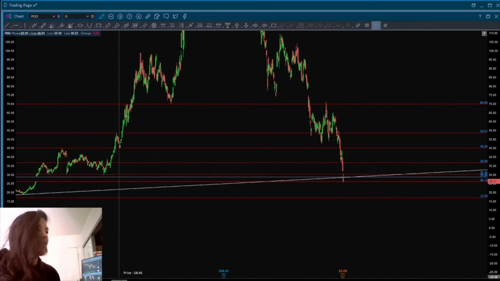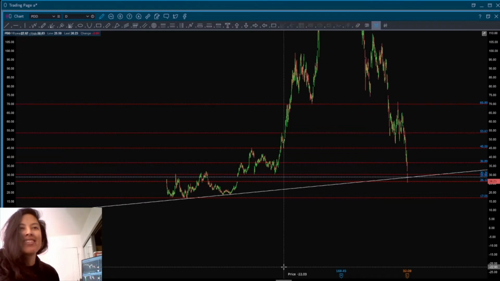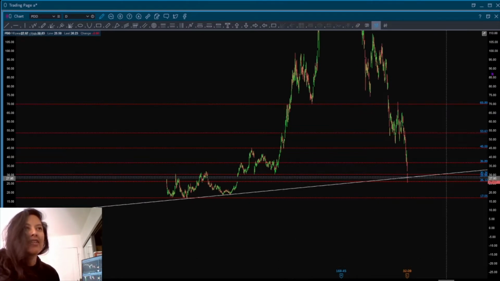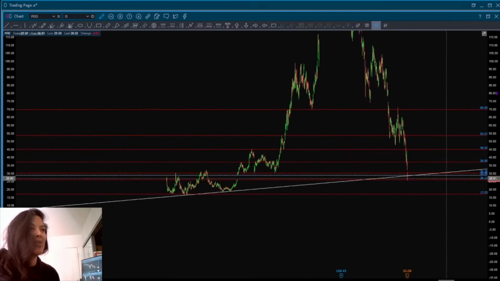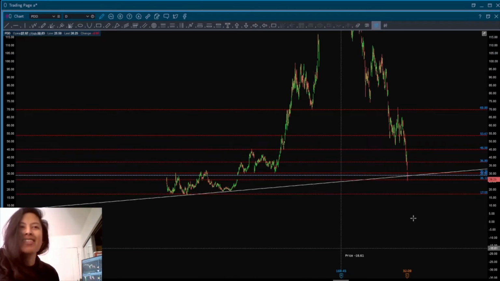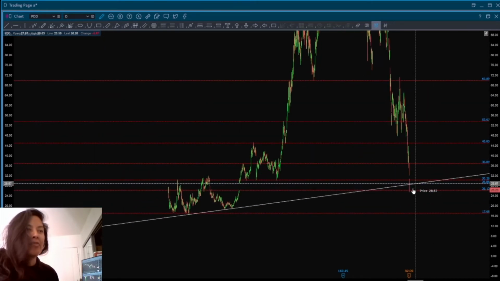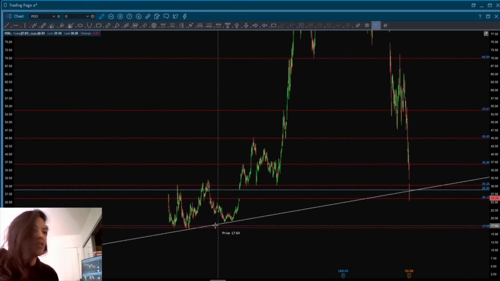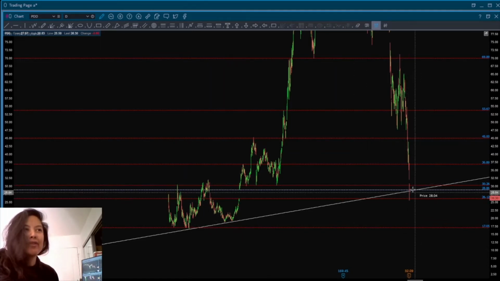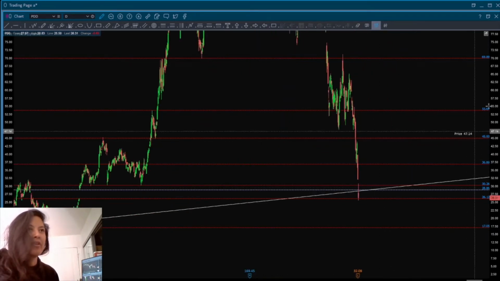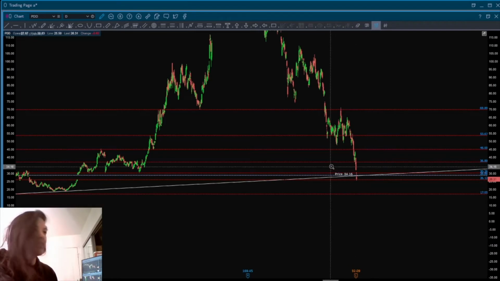Now, one level that I don't write down on the watch list is my long-term trend lines, because they're diagonal, so they're going to be changing over time. But these are very important. So I drew a line here connecting these, and we actually had a line coming through into today's price action, which is really important. So I'm just going to do a quick little zoom in.